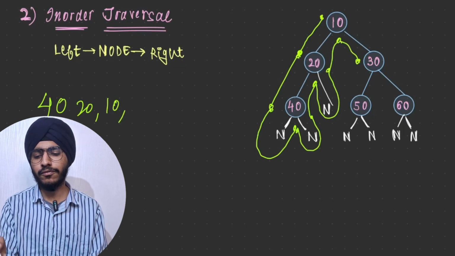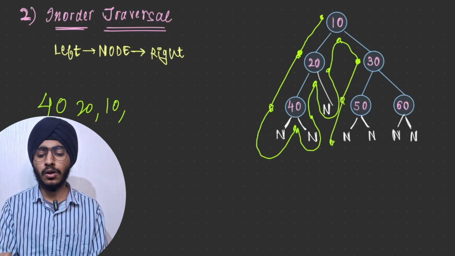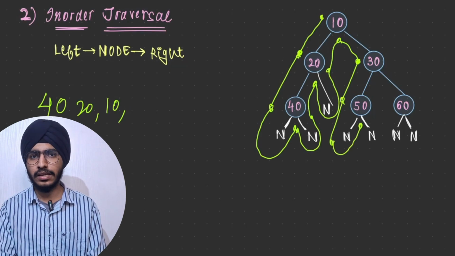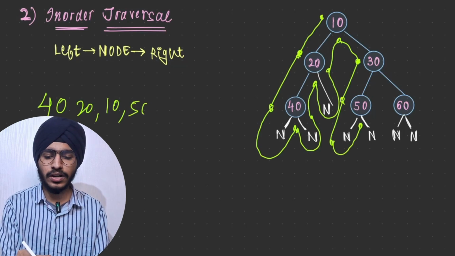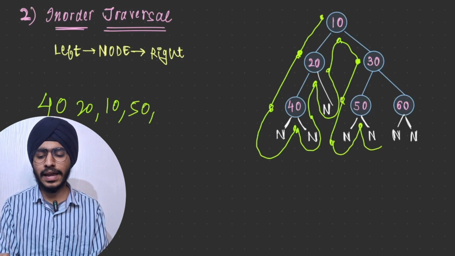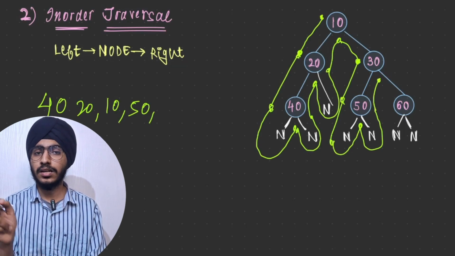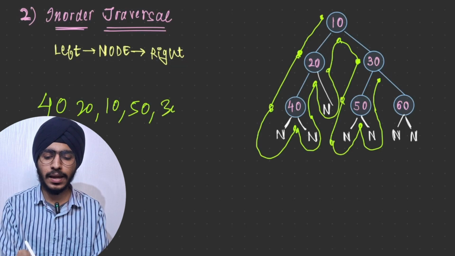Don't print me, just go to left. 30 will say go to 50. Left. 50 will say go to left. Now after completing the left, we come to 50. 50 will say my left is completed. Now time to print me. Now we come to right. Again after coming to right, we will go back. We will go back to 30. 30 will say my left is completed. Now time to print me.